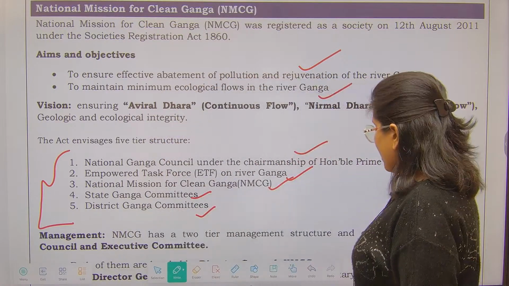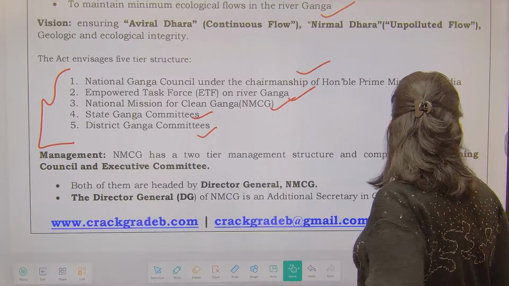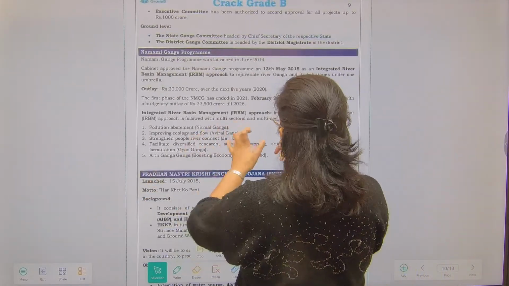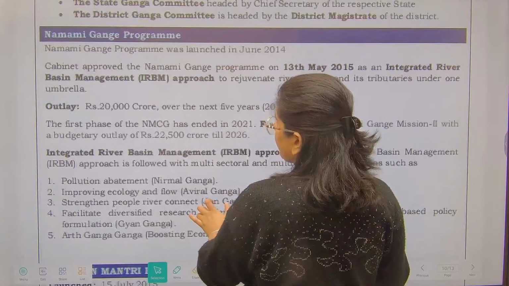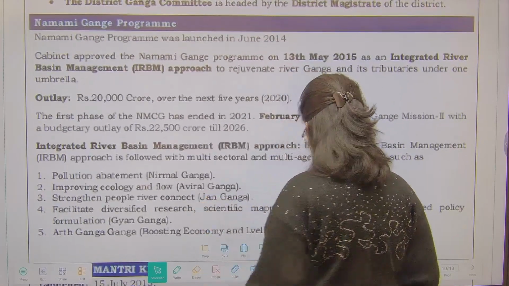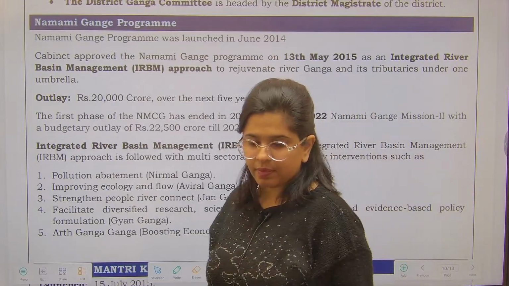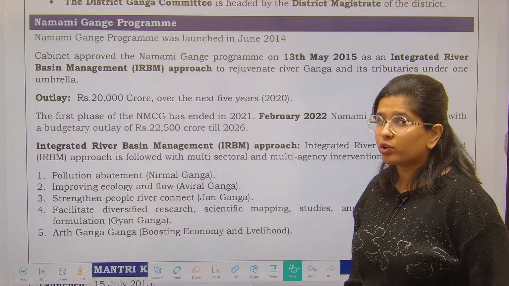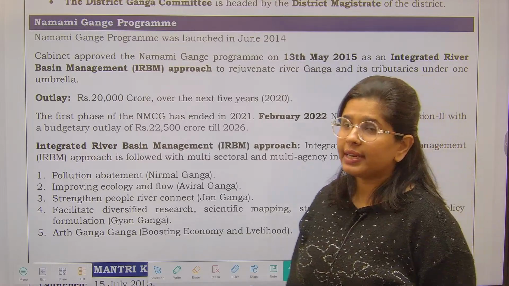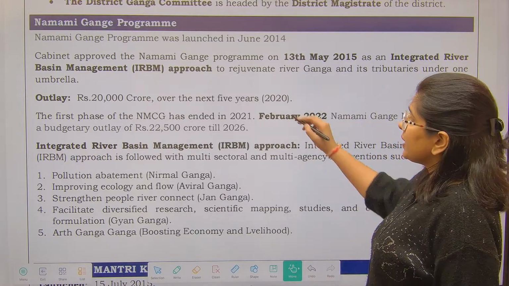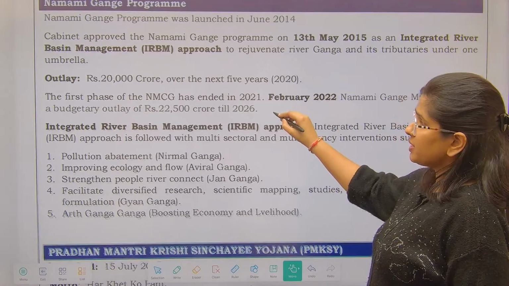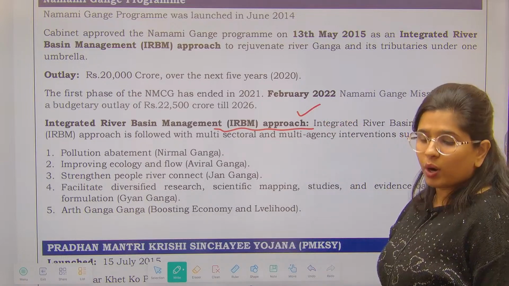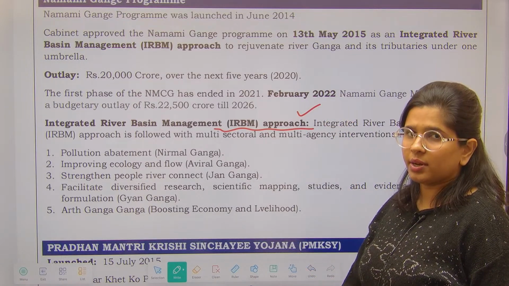Now what about the management related part? So let us see this. We will see this particular component of it. This is an important component, right? Yes. So Namami Ganga program was launched in the year 2014 and it is part of NMCG, that means National Mission for Cleaning Ganga. Now outlay has been 20,000 crore for the next 5 years, right? Integrated river basin management approach has been taken up. Now what are the aims under this particular Namami Ganga program?